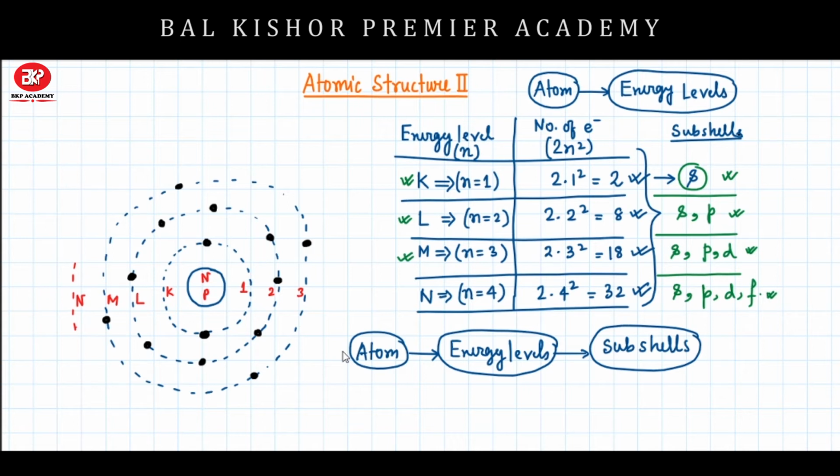Now, if we further explore the subcells, we can see that each subcell consists of different orbitals. There are different orbitals inside each subcell. Before going to the orbitals, let us see the subcells first, then we will go for the orbitals. If we see the subcells, it will look like this.